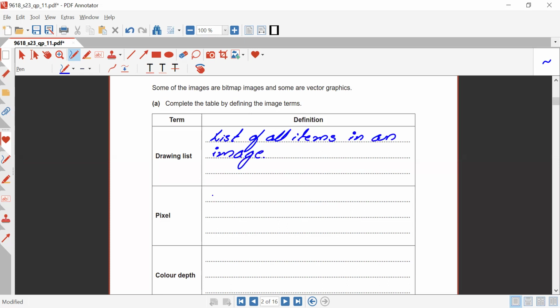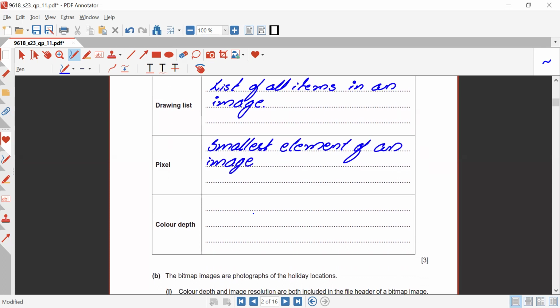Now pixel. What is the pixel? Smallest element of an image is termed as a pixel. Color depth. What is the color depth? Now, the number of the bits utilized to represent each color, or the number of the bits utilized to represent per pixel. So, per each color is much better. So you can write it down. Number of bits utilized to represent each color.